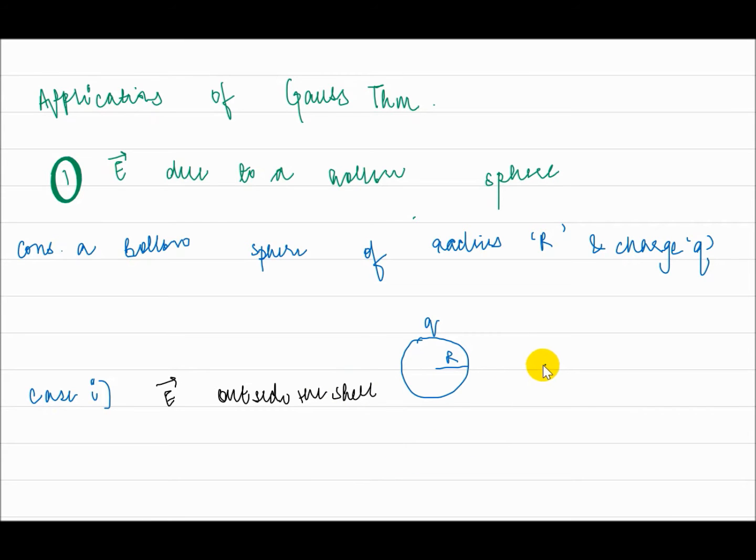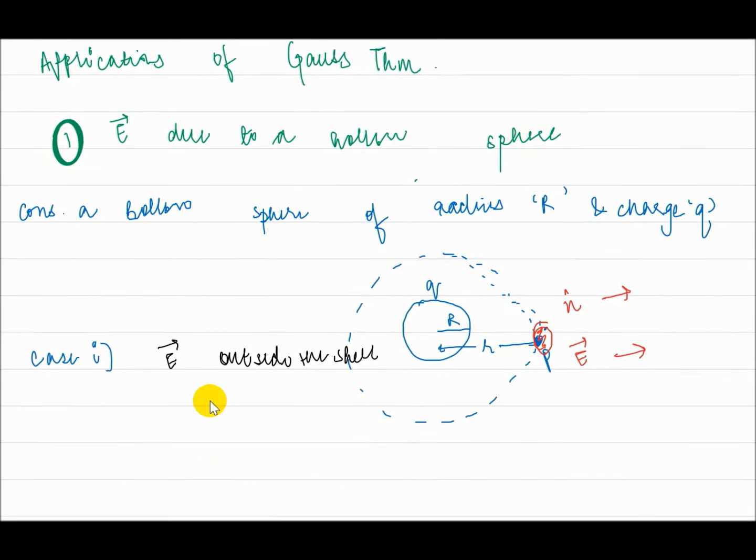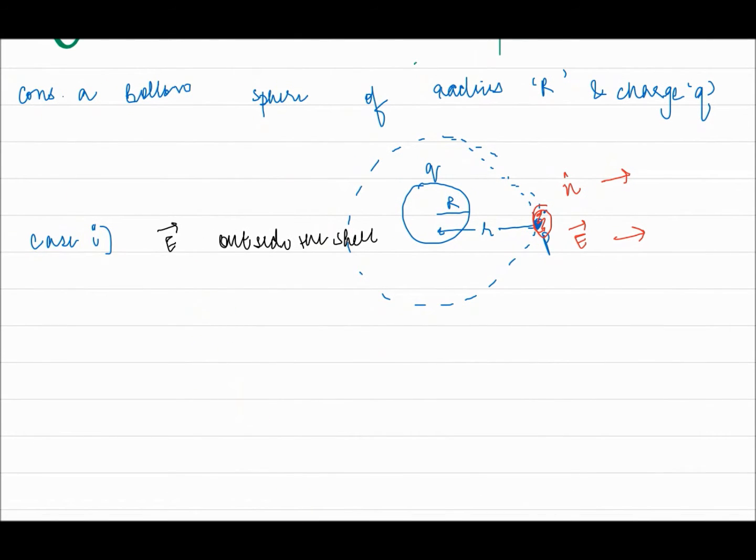So we'll take a point at r distance from the center. And this is the surface that we get. We'll consider this point as P. We will find the electric field in this region. So this is the unit vector in this direction. The electric field is also in this direction. So we'll apply Gauss law to find out the electric field.